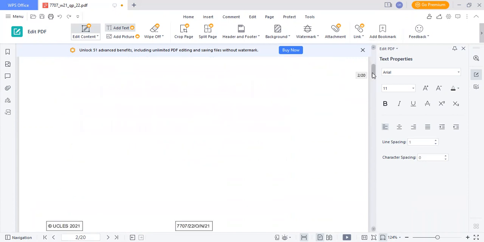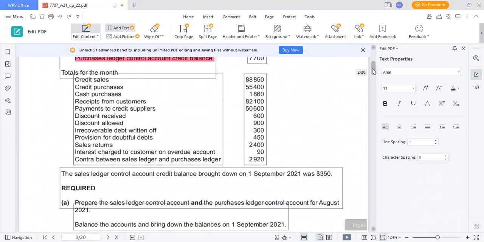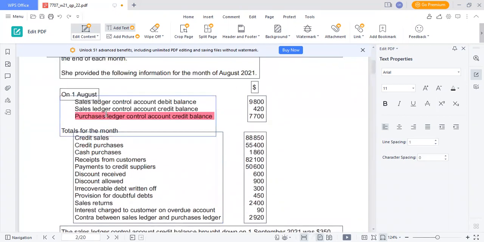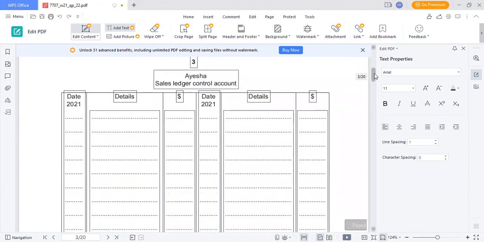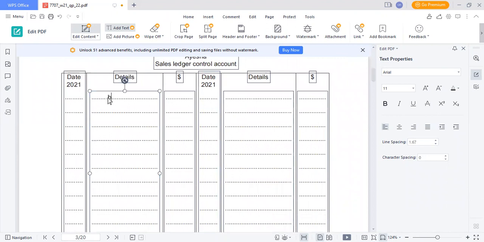So for the sales ledger control account, we'll be needing the balance on 1st August, the sales ledger control account debit balance and credit balance. We will be needing sales, credit sales. We'll be needing receipts from customers, discount allowed, irrecoverable debts, sales return, interest charged to customer on overdue amount, and contra entry. And we have sales ledger control account credit balance, balance CD. Moving towards balances, balance BD.